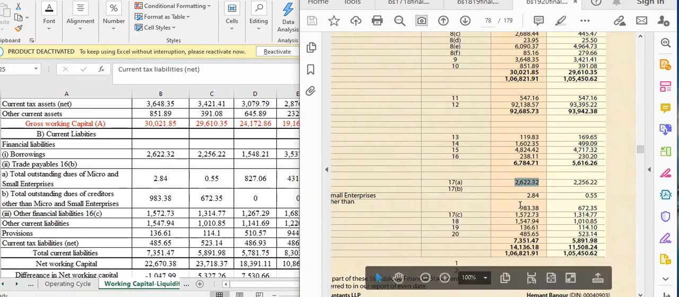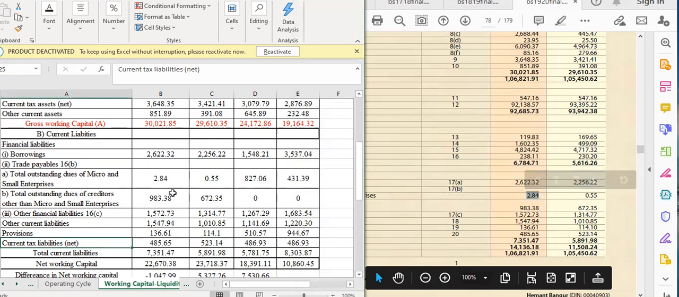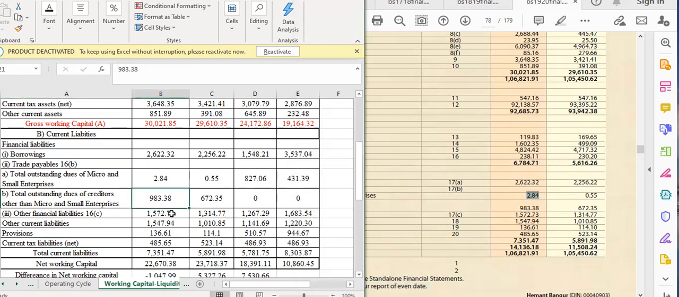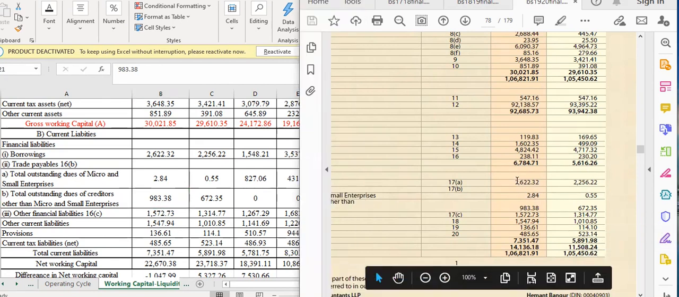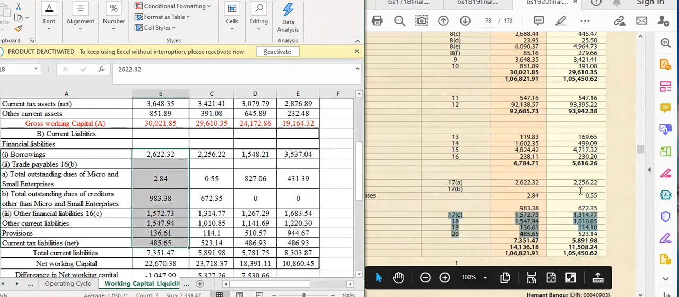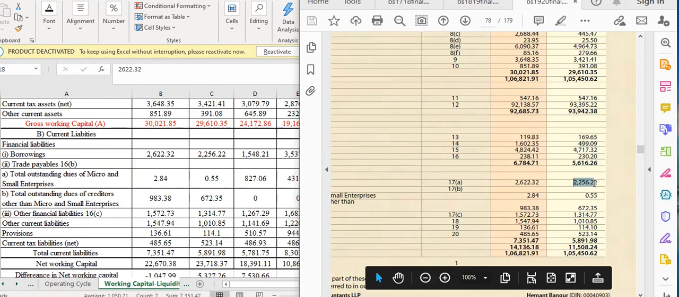2622.32, then it is a 2.984, then it is a 983.38. In this way I have copied for 2019-20 all the data of current liabilities in an Excel. Same way for our 2018 year also I have done.